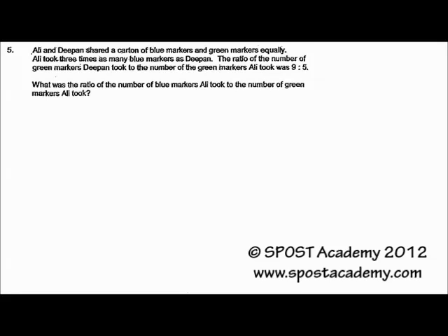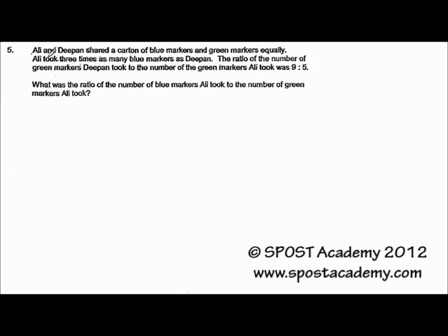Ali and Dipan shared a carton of blue markers and green markers equally. Ali took 3 times as many blue markers as Dipan. The ratio of the number of green markers Dipan took to the number of green markers Ali took was 9:5. What was the ratio of the number of blue markers Ali took to the number of green markers Ali took?